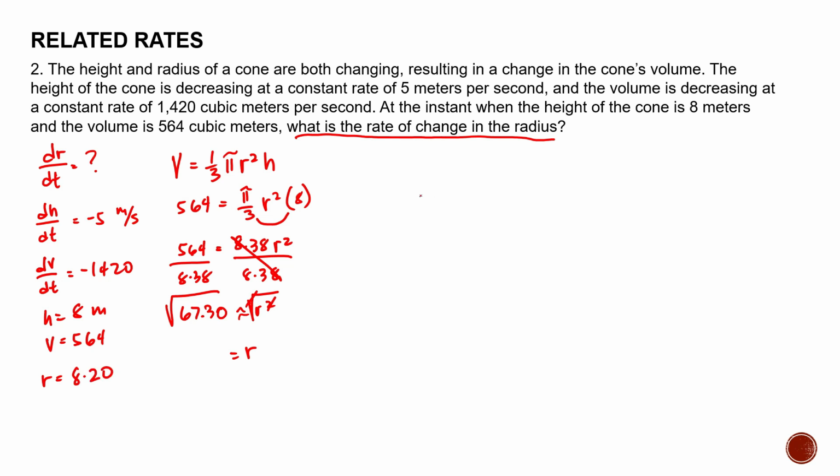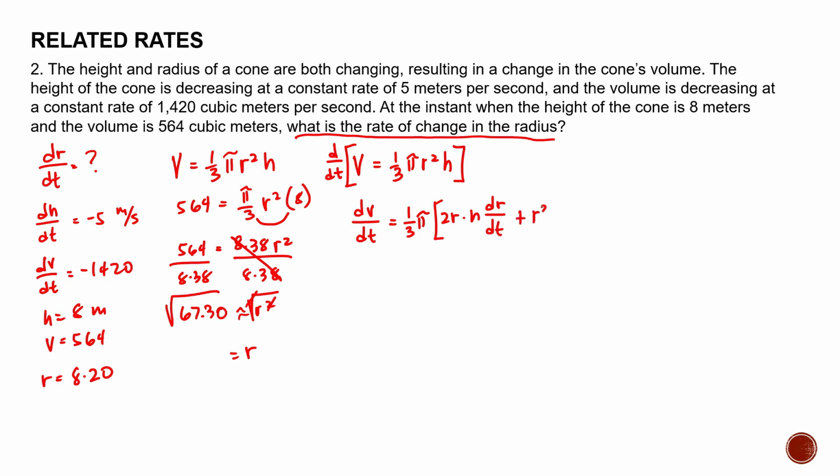All right. Now let's derive the volume formula, 1/3 pi r squared h. So d over dt, so dv over dt equals 1/3 pi. And let's use the product rule for r squared h. So that's 2r times h, we derive the r, so dr over dt rather, then r squared, derivative of h is 1, so dh over dt. All right, dv over dt.